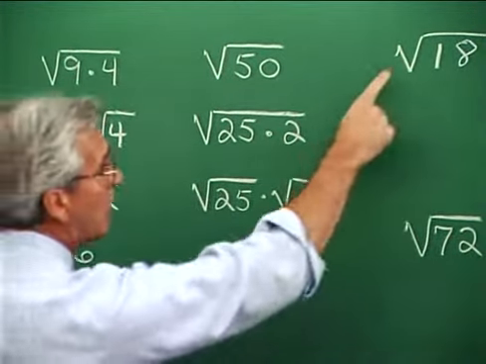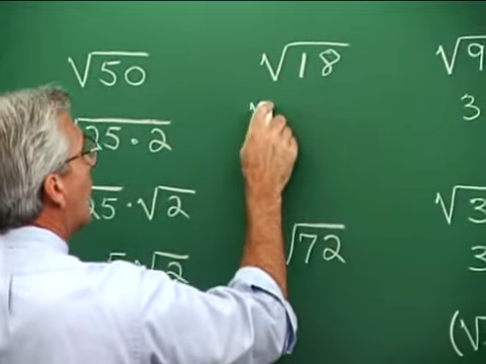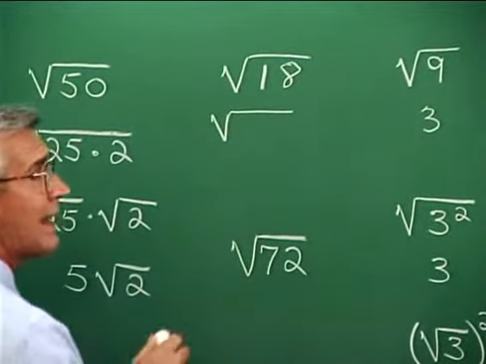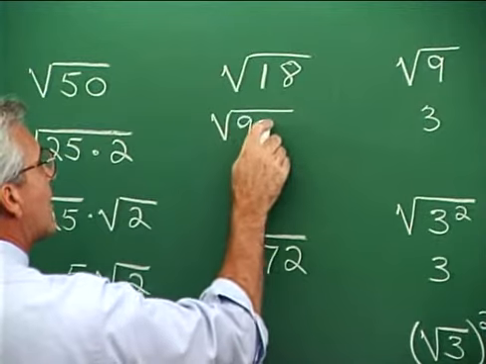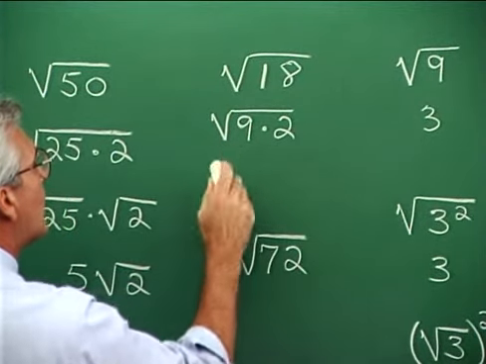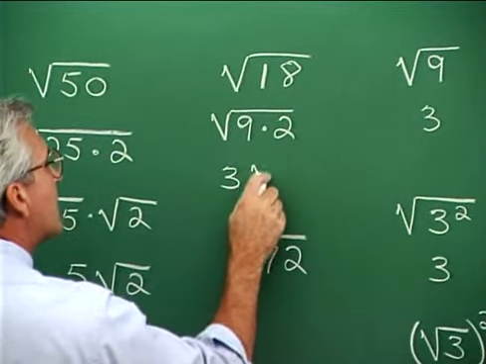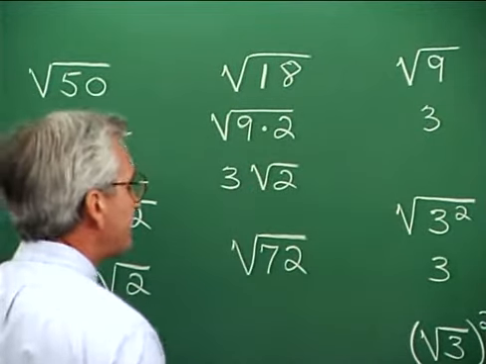As an example, the square root of 18 would be the square root of, well, let's see, the largest square in 18 would be 9. So we have 9 times 2 for 18. The square root of the 9 would give 3, and the 2 is left under the radical.